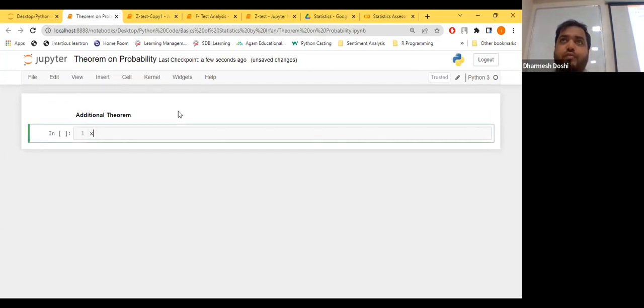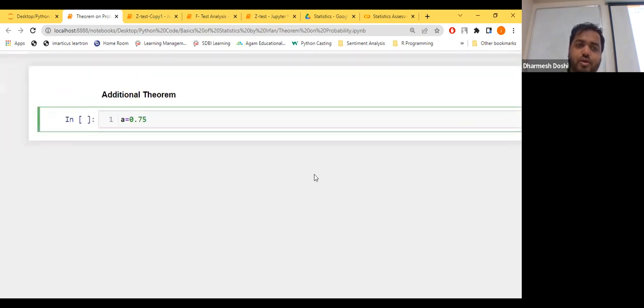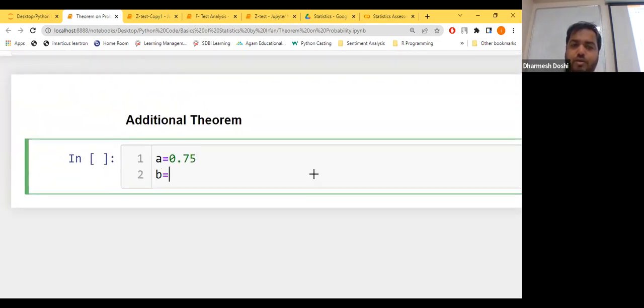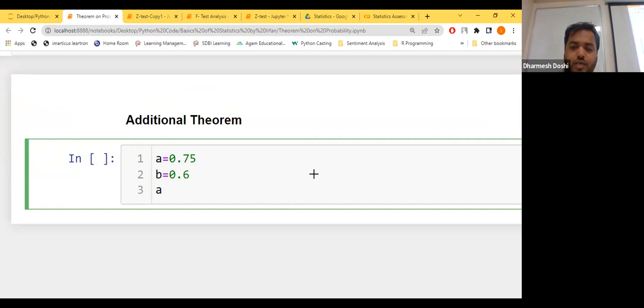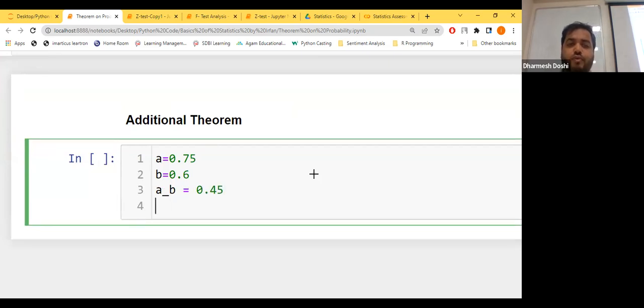Let's say first we take P of A, then we take P of B. Let's first write A. What is the value of A we have taken for first class? What is the probability of A, guys? You have to write it this way, separate. Then B. B is how much? 0.6. A and B is how much? 0.045. You want A union B. You have to write this manually.